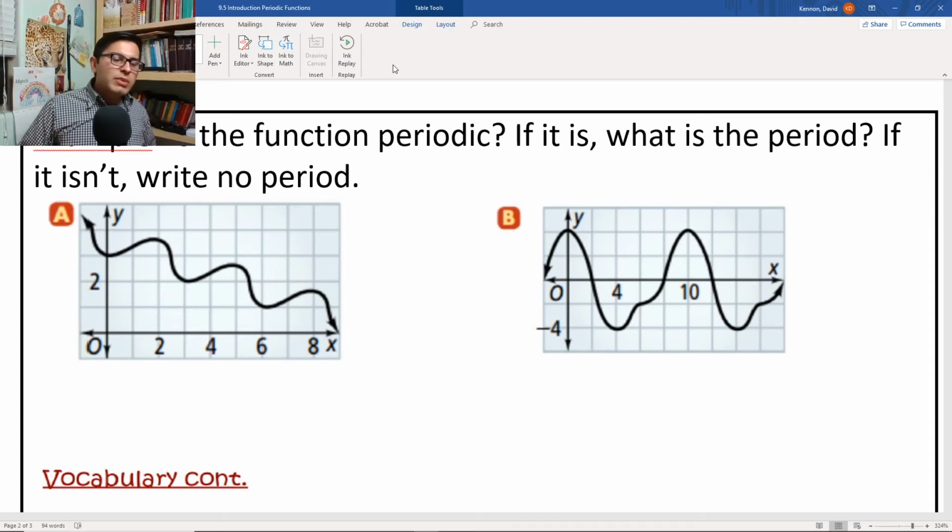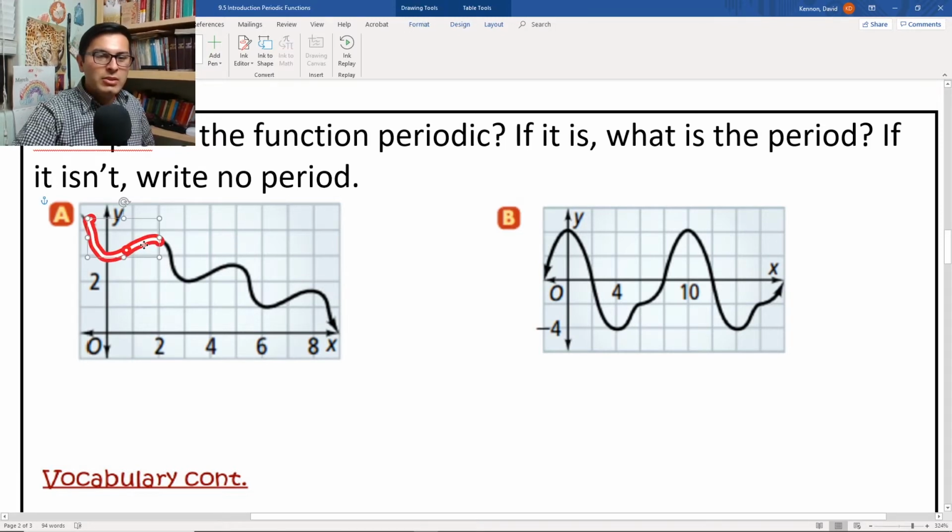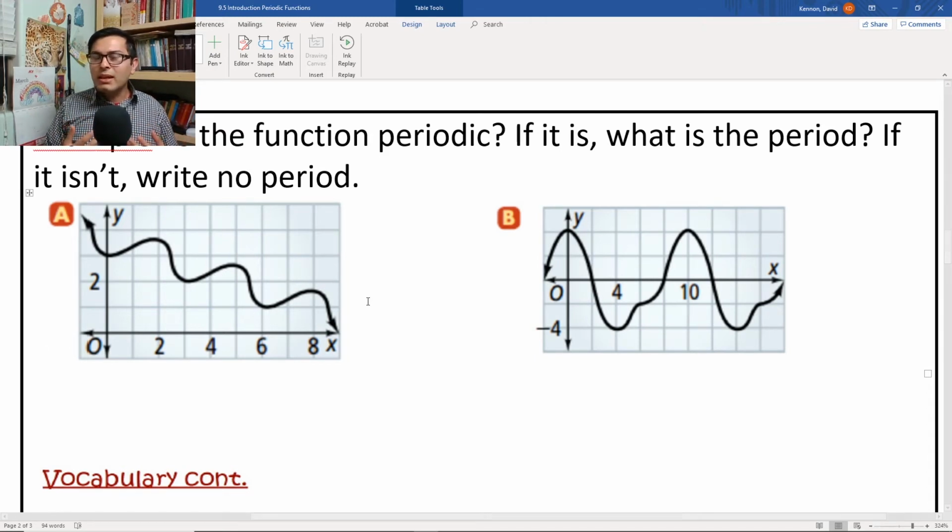Now, A, you might say, well, Mr. K, of course that's a periodic function. If you look right here, I could draw a line, and then I can go ahead and move it to different parts of the graph. But I will challenge that this is not a periodic function. Why? Well, it's not repeating the y values.